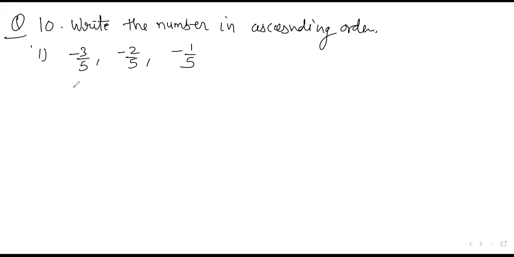If the denominators are not the same, make the denominators the same with the earlier process that we have done in this chapter. Right. So let us go ahead. Only focus on the numerator. Which one is bigger? Minus 1 is bigger than minus 2, and minus 2 is bigger than minus 3.